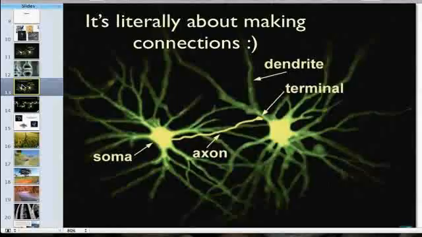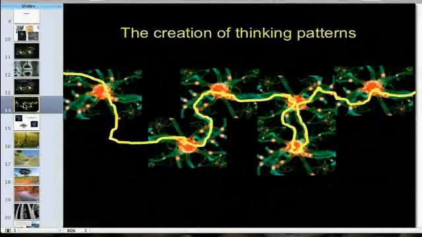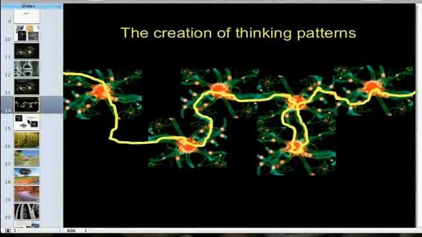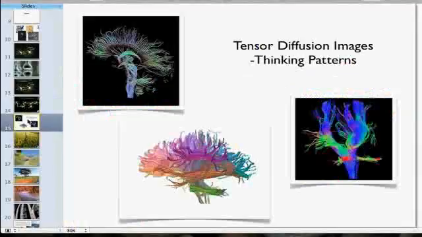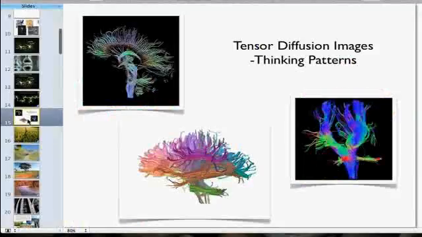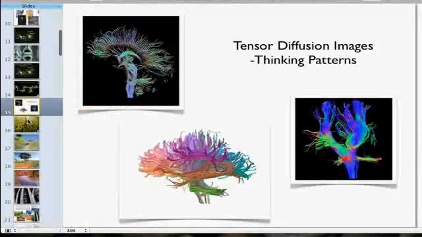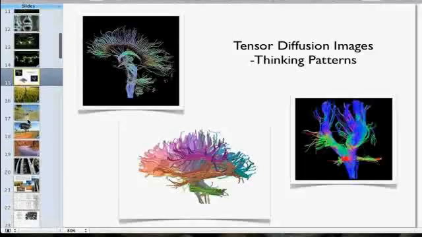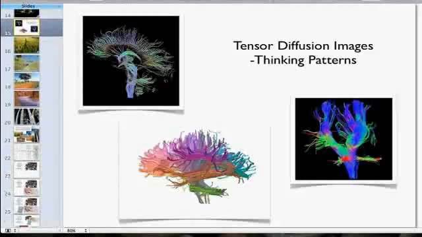So learning is a physical act that requires this kind of repetition and rehearsal to make these connections. And these connections create thinking patterns or cognition. And these are a couple images of a different way of thinking about or looking at thinking patterns. They're called tensor diffusion images. And these represent white matter or tracks. So these are different beautiful images of the thinking patterns in our brains.